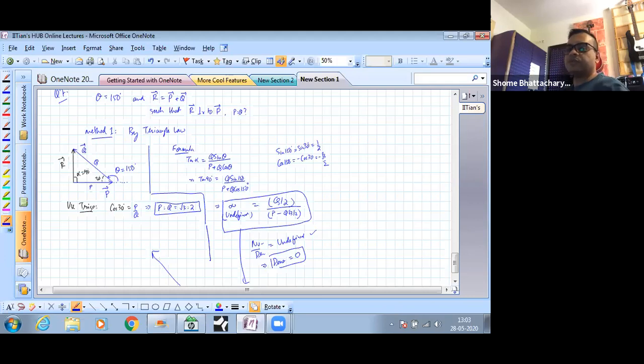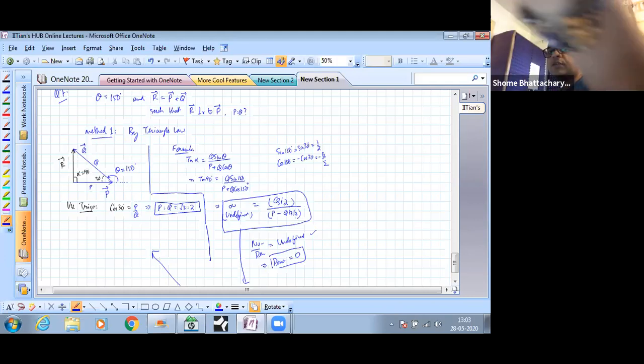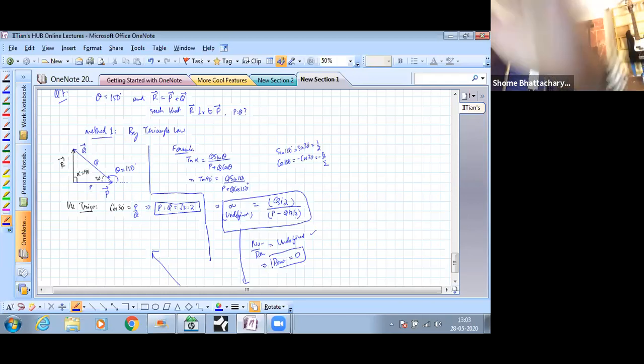Okay, so just note this method down. Then we'll also see how to do this by component method. We'll also understand how to do this by component method. In fact, you can try this yourself by component method. Okay, if you understood this method, try it by the component algebra method.